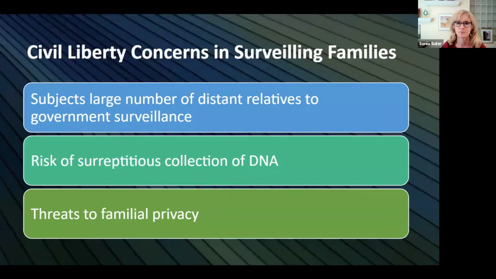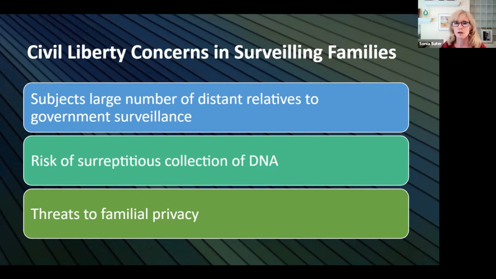Next slide, please. Another concern is how DNA might be used to probe and surveil families, threatening the civil liberties of innocent family members. IGG can potentially, using SNPs, link crime scenes to individuals, or link individuals themselves to first, second, third, fourth, even ninth cousins, which means that genetic genealogy subjects a very large number of individuals to potential government surveillance, and possibly to surreptitious collection of DNA, because the government, even if they don't think certain individuals are suspects, might need that genetic information to fill out the family tree.